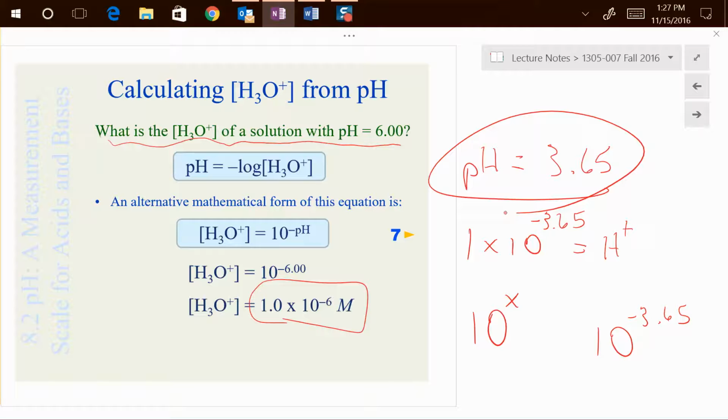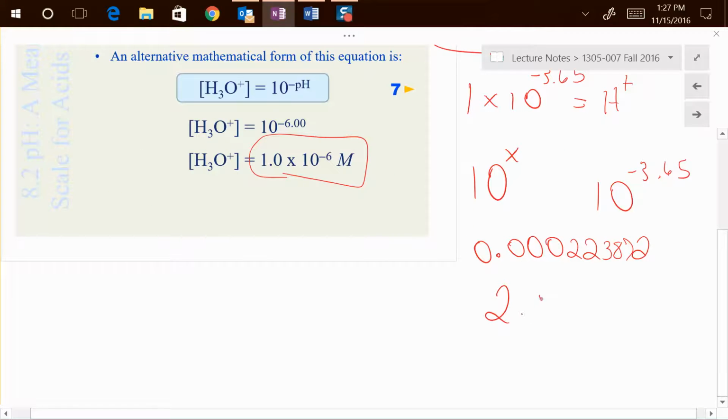Did you guys find that button, 10 to the x? I got 0.00223872, which is 2.24, let's say, times 10 to the negative 4.